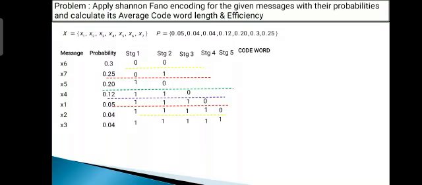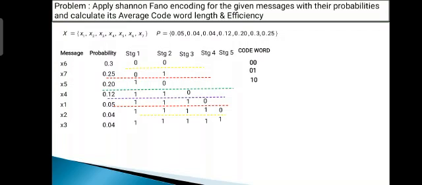So consider the message x6 with the probability 0.3. The values which are assigned during the procedure are 0, 0. That is the code word. Similarly, for x7, we have assigned 0, 1. That is the code word. For x5, it is 1, 0.